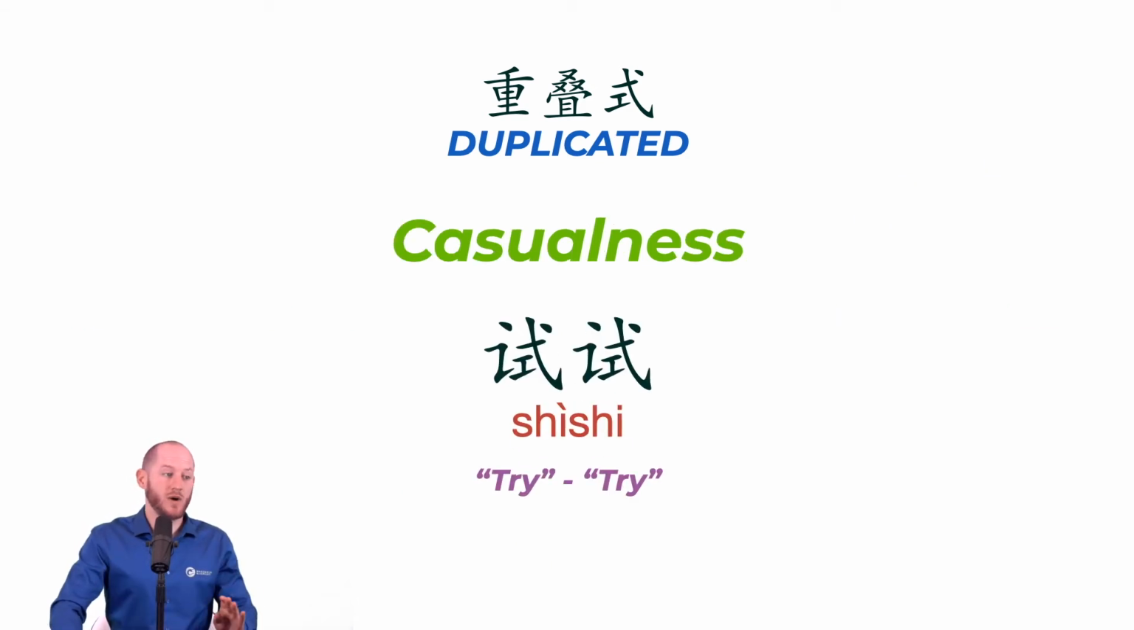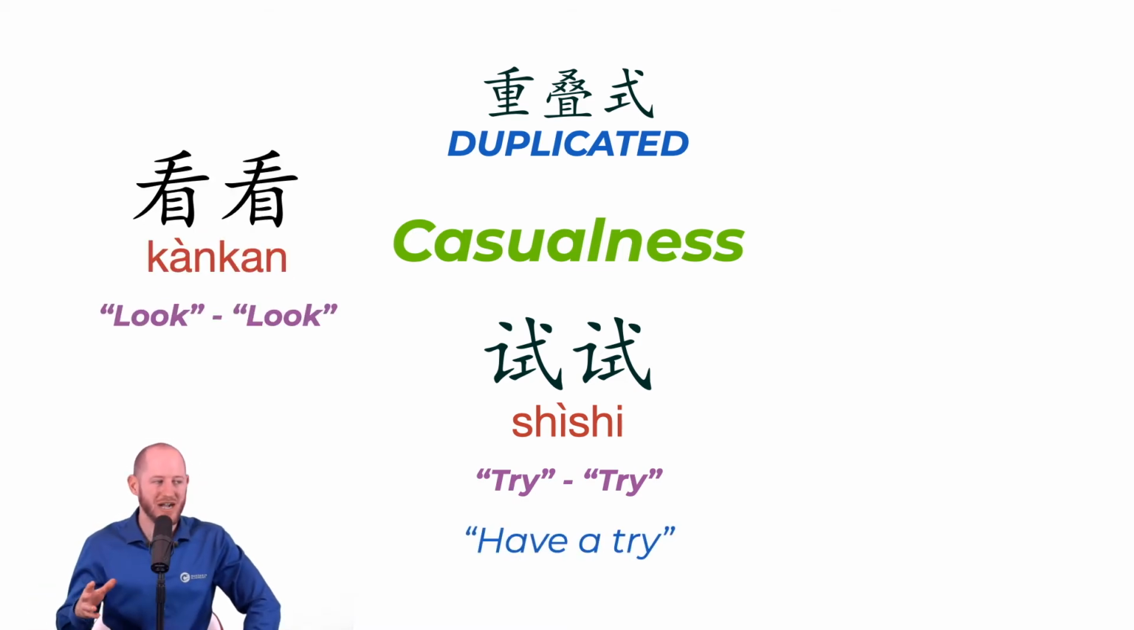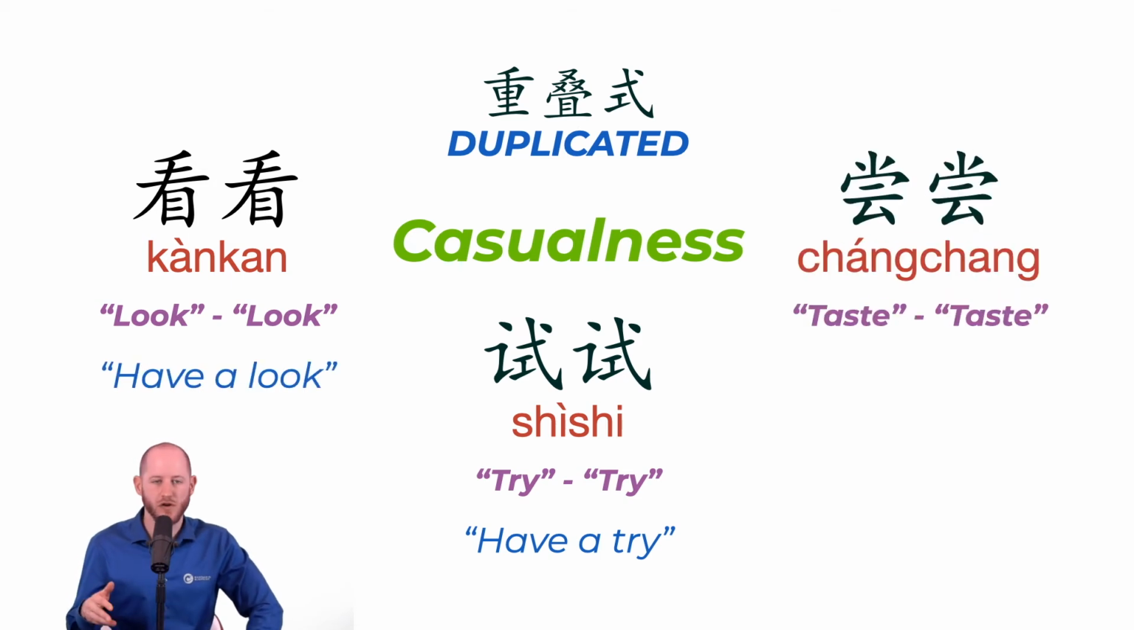Now, another way that you'll see the duplicated characters is something like 试试, which basically just means have a try or give something a try. It's casualness. It's not meant to be something that shows you are very serious. You're just saying, have a try. 看看, have a look. Take a look for a moment. 尝尝, have a taste for a moment.